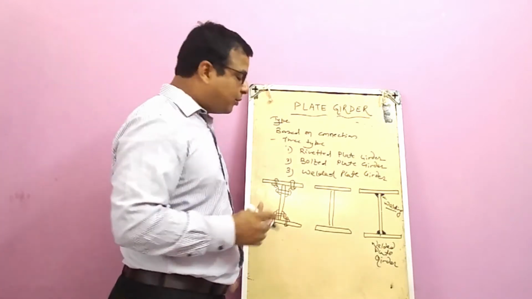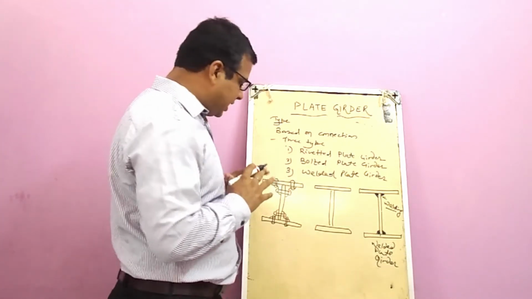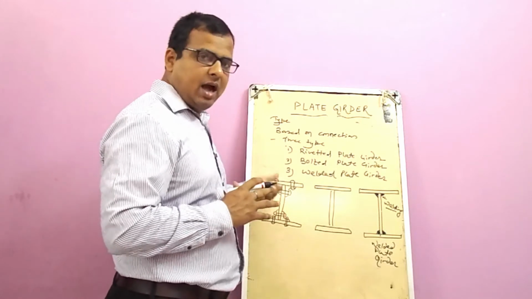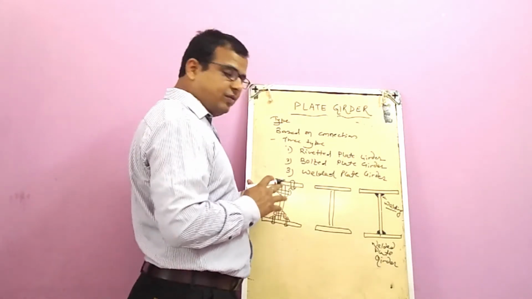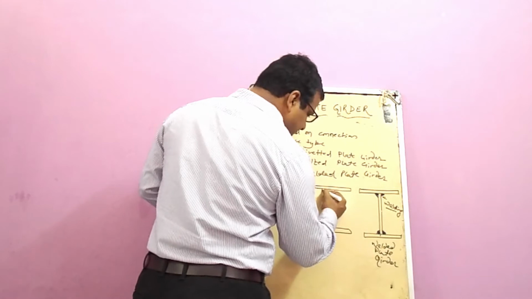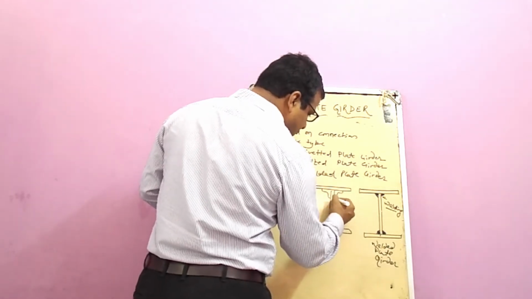Now in the case of the bolted, all things are the same, but we generally use bolts instead of rivets. So again there will be 4 angles we will use.